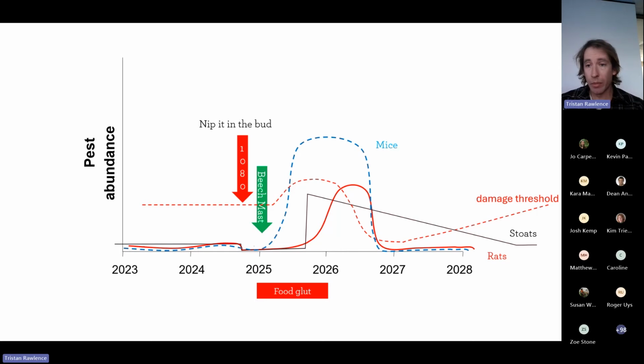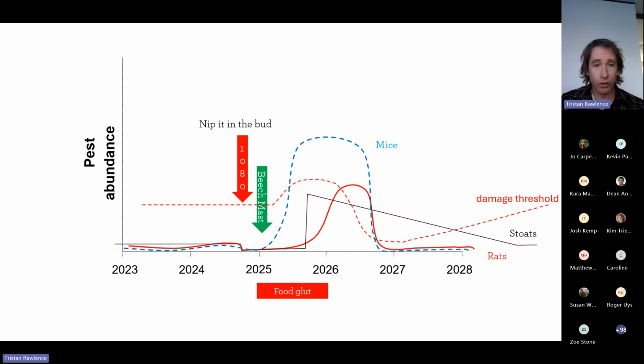Now, there's always also a bit of an elephant in the room here, which is mice. Mice also increase in mast years as a result of beech seed. If mice increase through that mast period, like we've got on this dotted blue line here, we're still going to end up with a larger litter size for stoats in the spring of the following year because they're quite happy to feed on mice as well. So we don't expect to control rats and mice through the mast period with a single nip-it-in-the-bud operation.